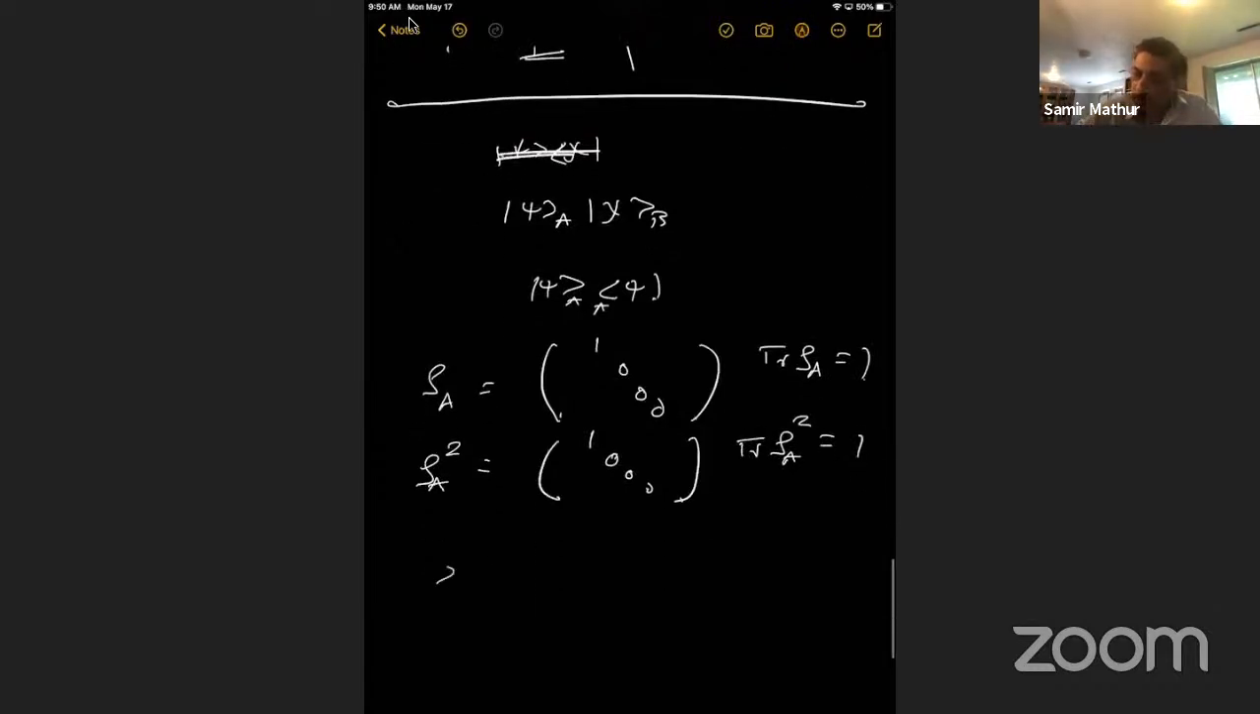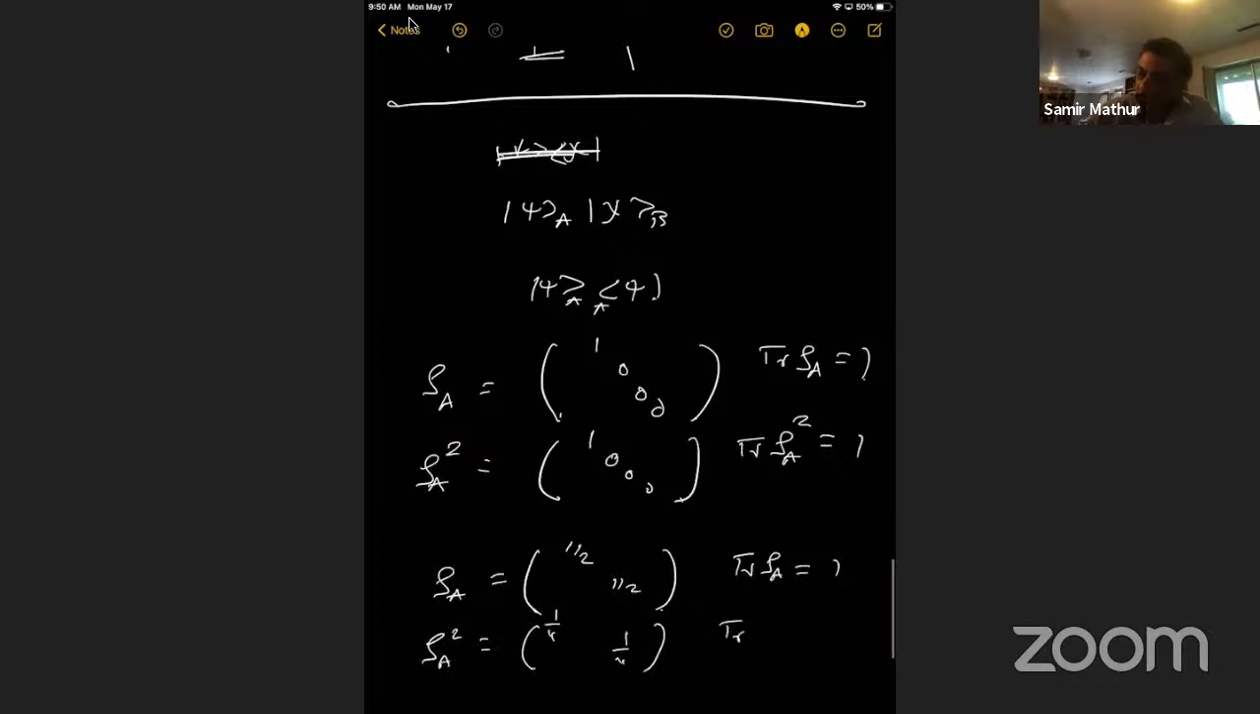On the other hand, if rho A was a mixed state, let's say half and half, the trace of rho always has to be 1, so it could be something like this. Then if you compute rho A squared, its entries will be 1 quarter, 1 quarter. And so the trace of rho A squared will be less than 1. This is what they call the purity. If the trace of the square is equal to 1, it's pure. If the trace is less than 1, it's obviously mixed. Okay, so no big deal about that.